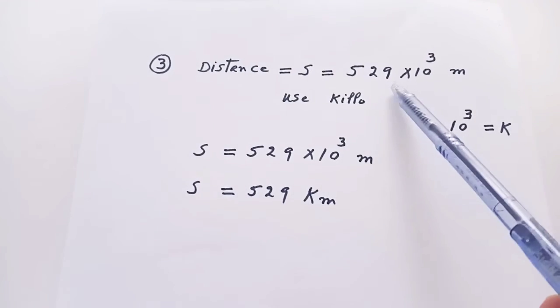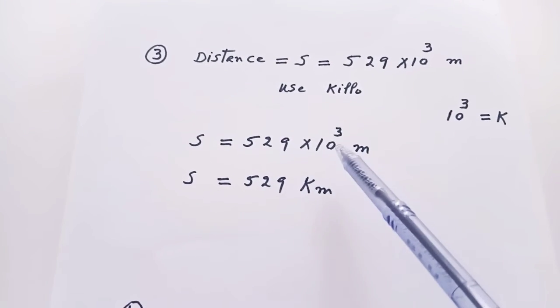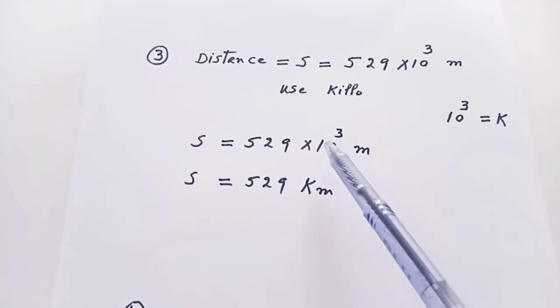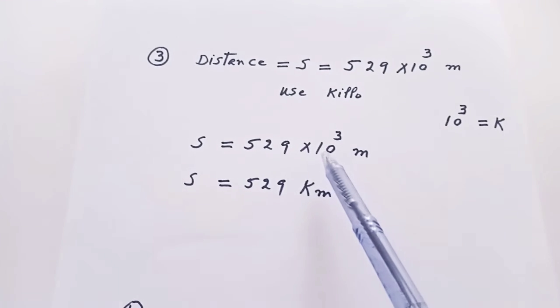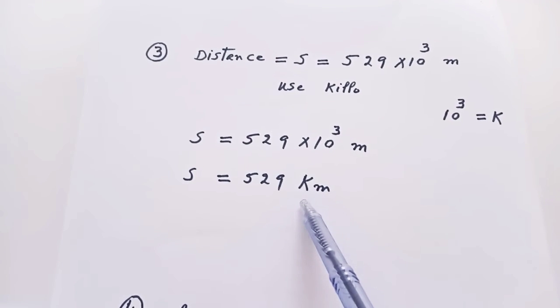This is again a measurement. Distance is equal to this much meter. And how do we use kilo? 10 power 3 is kilo. So here we use kilo as the prefix. So 10 power 3 is replaced by kilo here. So kilo is the prefix here.